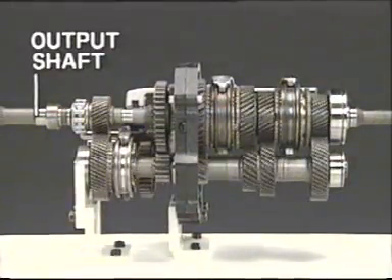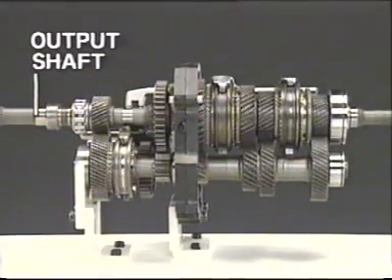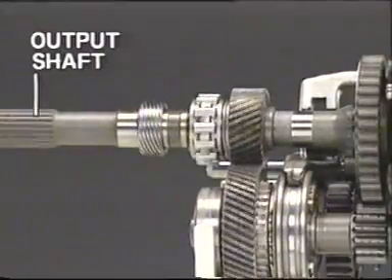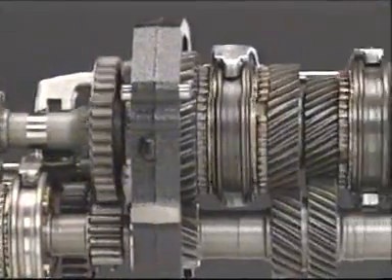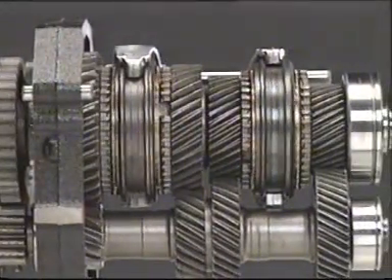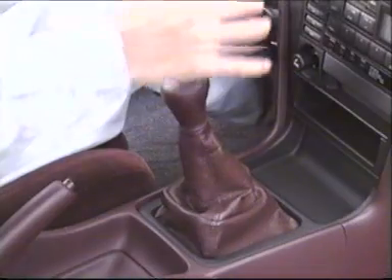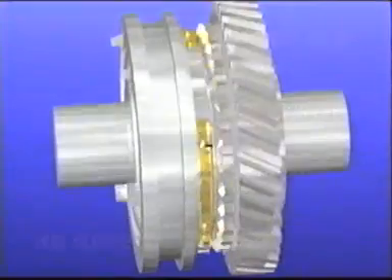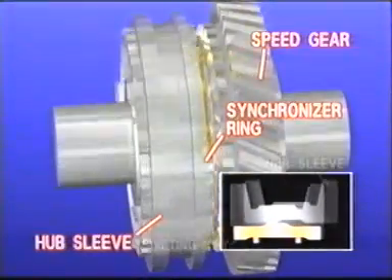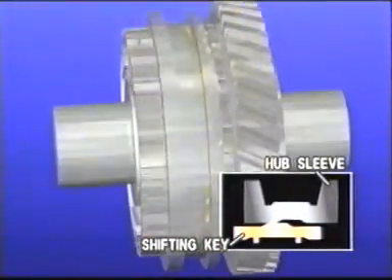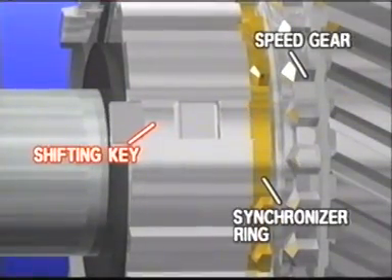Before gear shifting, each speed gear turns freely on the output shaft. On the other hand, the clutch hub and the hub sleeve are respectively fixed to the output shaft by splines and rotate from the propeller shaft side. By moving the shift lever, the hub sleeve and shifting key move right, and the shifting key pushes the synchronizer ring, which has been free, against the gear cone to start synchronizing.